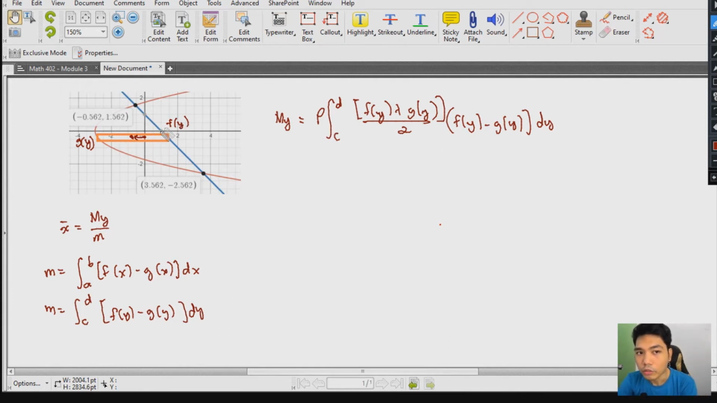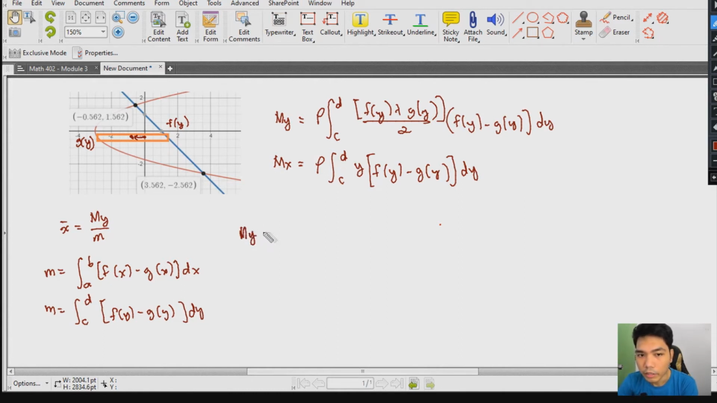And if you want to determine the y-coordinate in this case, so that's the distance from the x-axis, how do you get to that center? To get to that center, that is any y value here, right? So from that, your m sub x becomes density from C to D, and then that's just y, and then the difference between these, f of y minus g of y. So what happened here is the form was just reversed, but the concept is just the same.